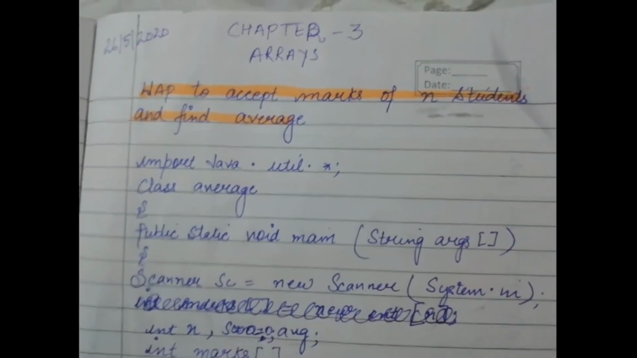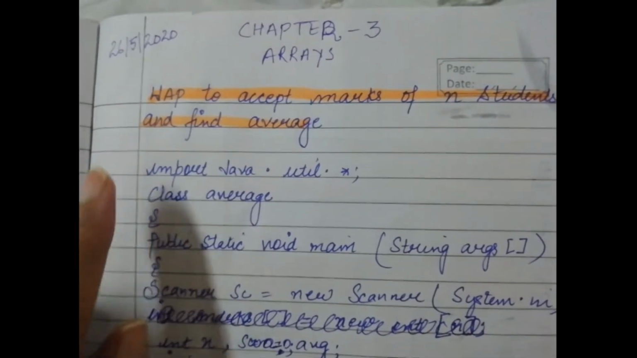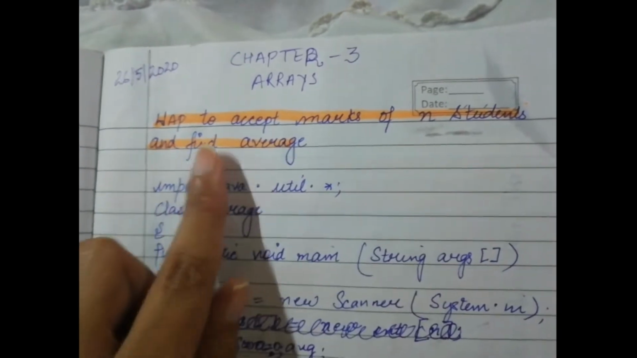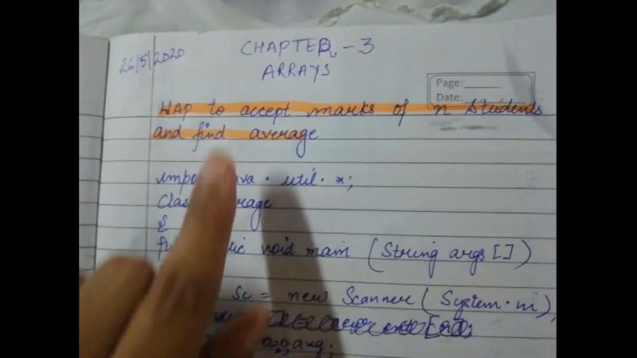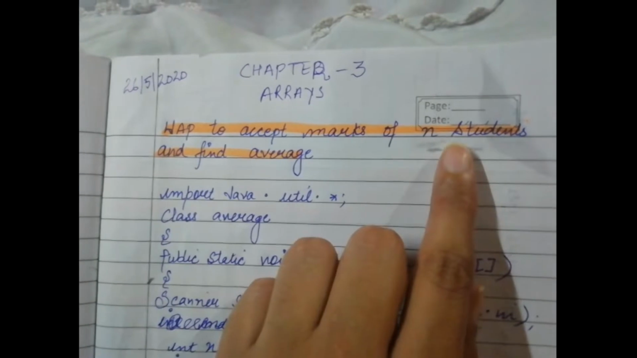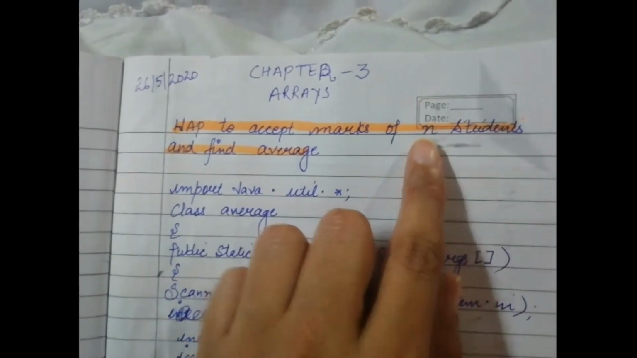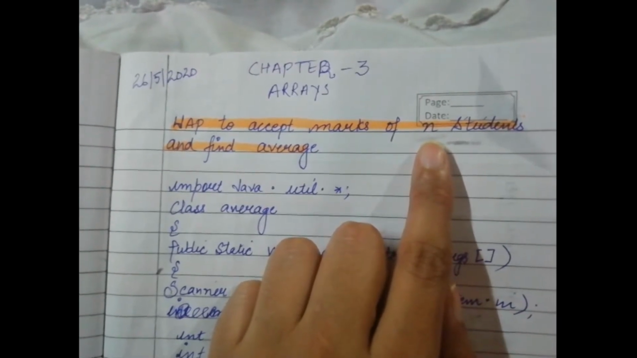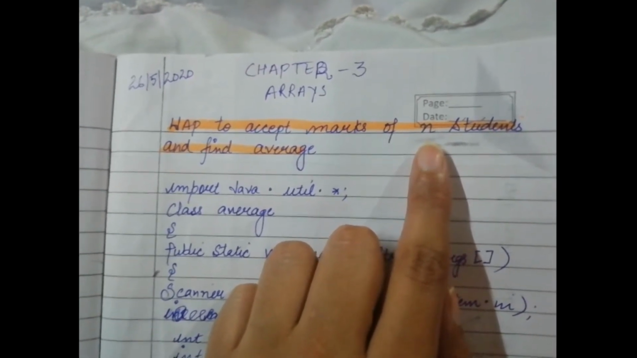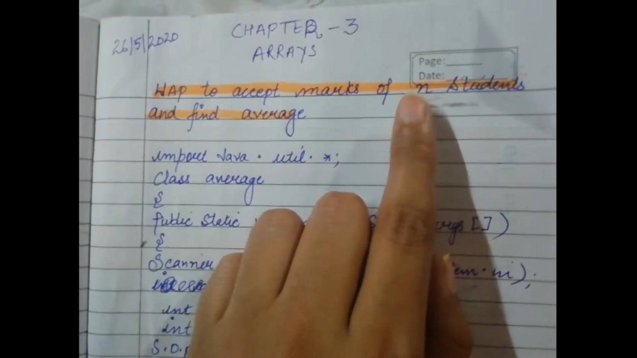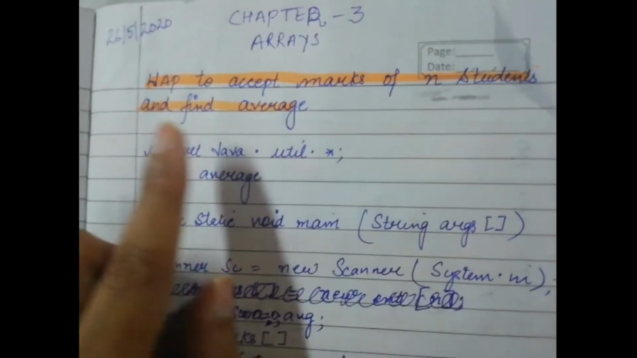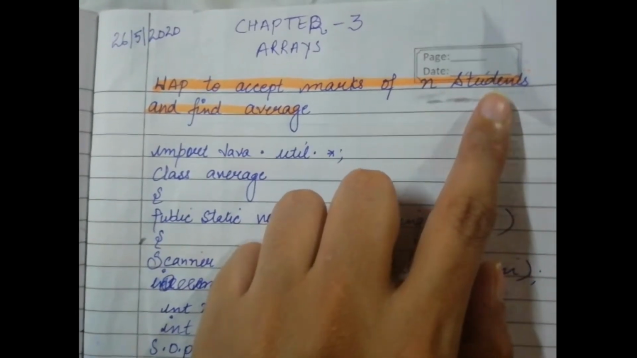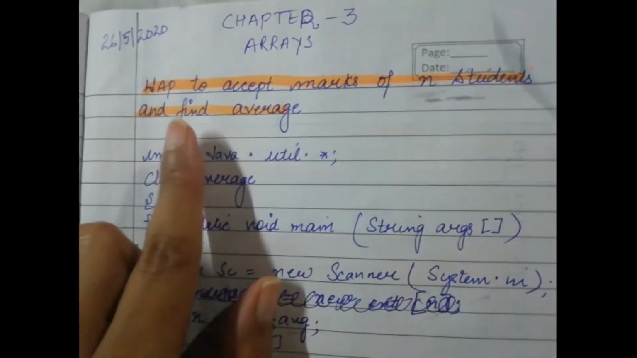So in this video I have a program in front of you: write a program to accept marks of n students and find the average. So in this program you have to take the value of n from the console. N is the number of students. Suppose the user entered 5 students or 10 students, it is up to the user how many values of n will be entered. So after n, the number of students, you will take their respective marks.